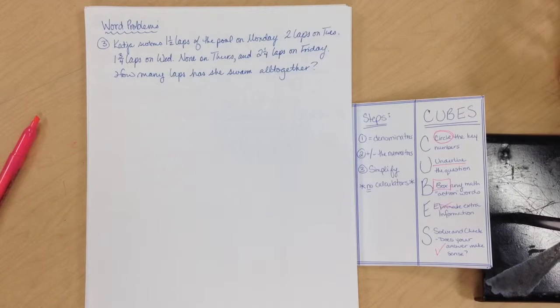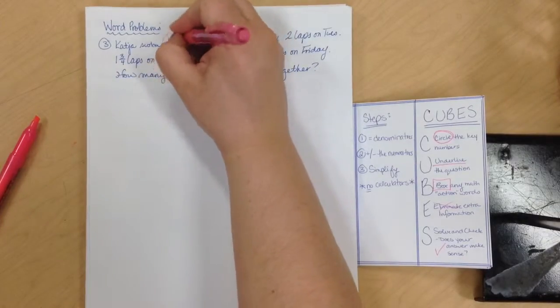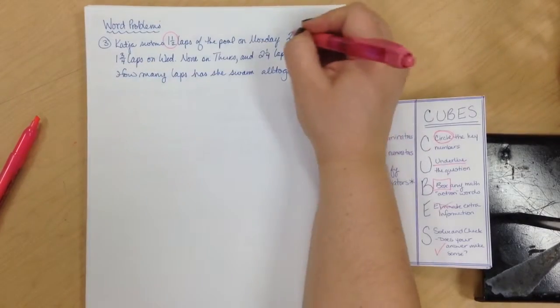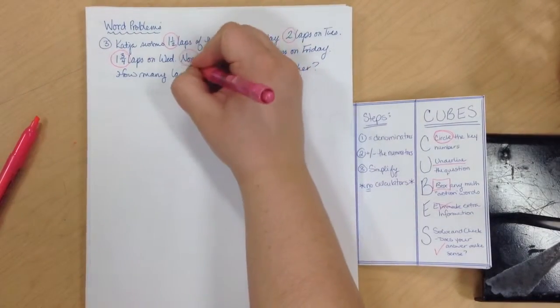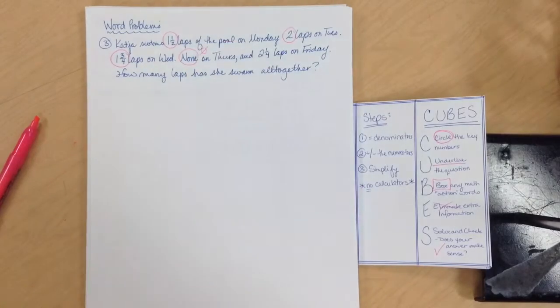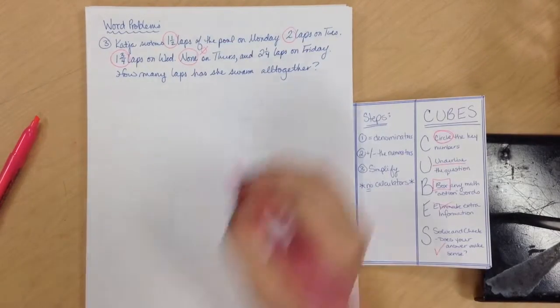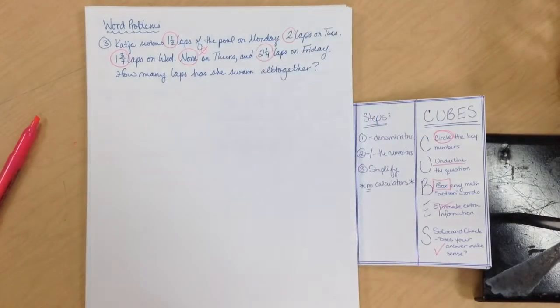Wednesday, none on Thursday, and 2 1/4 laps on Friday. How many laps has she swam all together? So let's circle the key numbers. On Monday she swam 1.5, Tuesday she swam 2 laps, Wednesday she swam 1 3/4, she swam none on Thursday, which is 0, and on Friday she swam 2 1/4 laps.